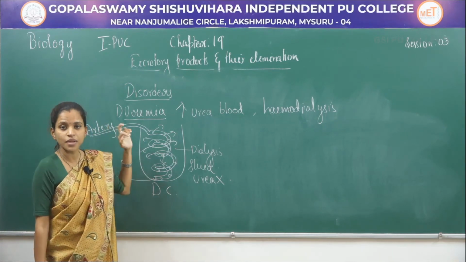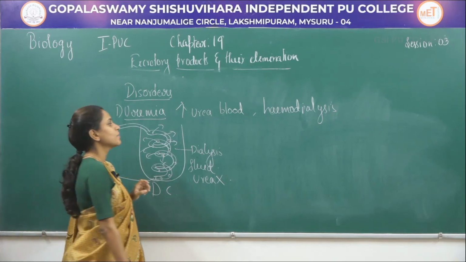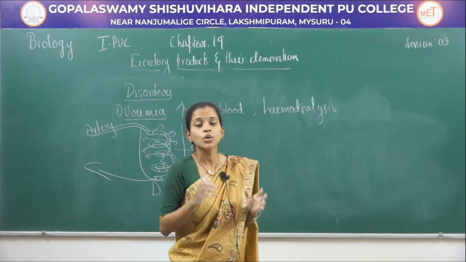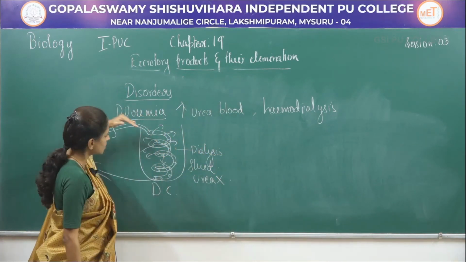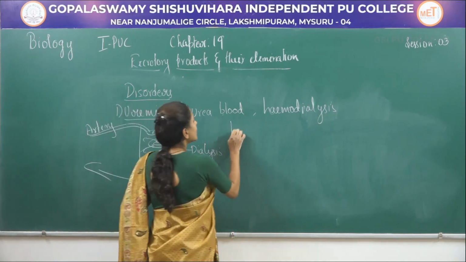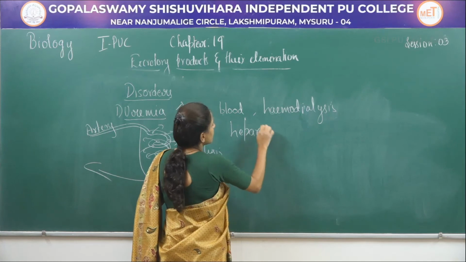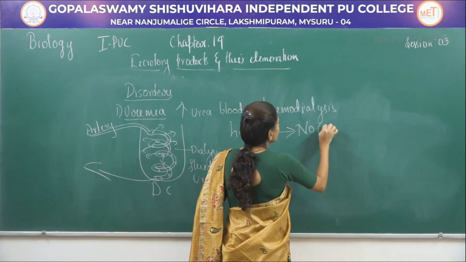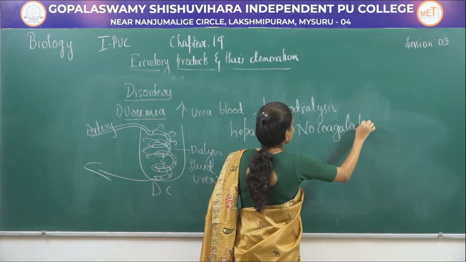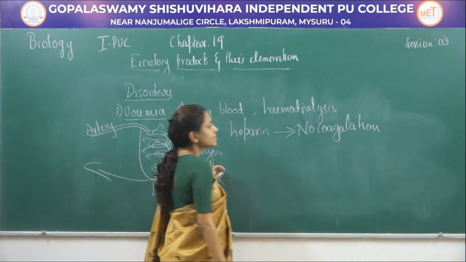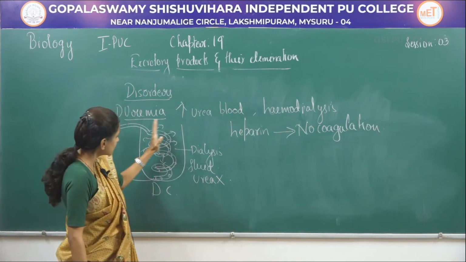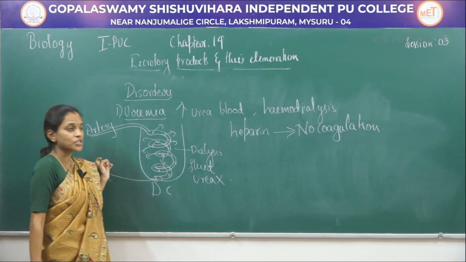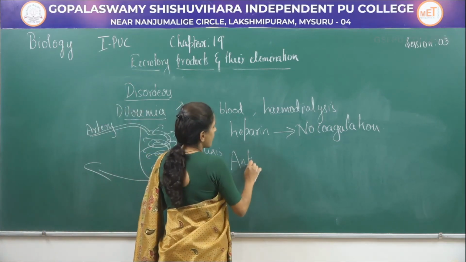While the blood is transferred from the patient into the chamber, you have to keep one thing in mind: normally if there is a cut in the body, the blood will start clotting. To avoid the clotting of blood when it is being transferred into the dialysis chamber, heparin should be added into the patient's blood so that there is no coagulation, no clotting of blood. And once the dialysis chamber clears the urea from the patient's blood, when it is passed back into the body of the patient, then anti-heparin should be added.